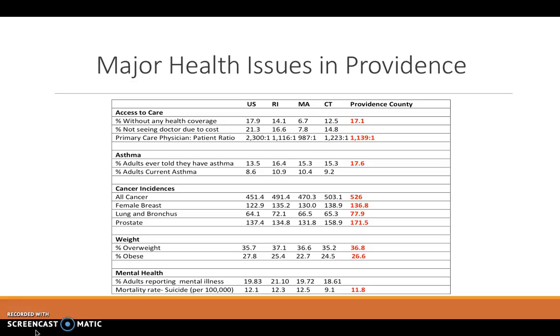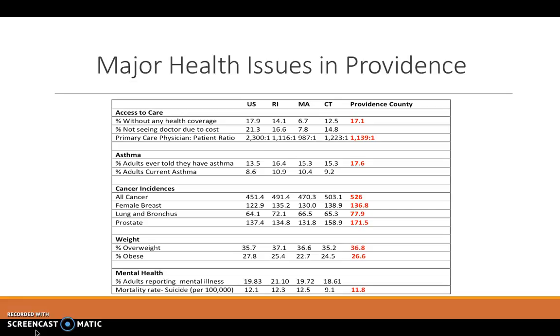Access to care is a major issue in Providence. This data is further broken down into insurance status as well as cost of seeing a doctor and the number of primary care physician to patient ratios. Without insurance, one may not be able to afford seeing the doctor, or they may have very high copays which prevent them from visiting the doctor regularly. In addition, the number of patient-to-doctor ratios is high, which may prevent patients from being able to get an appointment in a reasonable enough time.